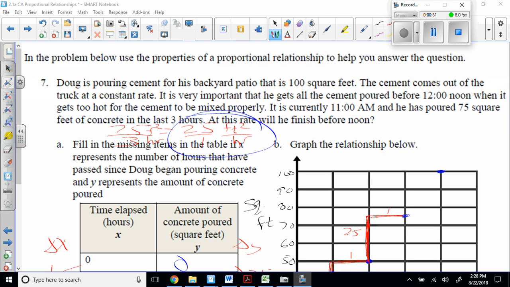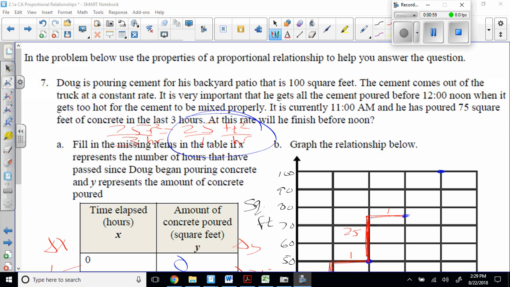Now, it's currently 11 a.m. and he has poured 75 square feet of concrete in the last 3 hours. At this rate, will he finish before noon? Well, first off, we've got to find a rate. And the rate that we've got to find is this. They gave us 75 square feet in 3 hours. That's 25 square feet in a what?